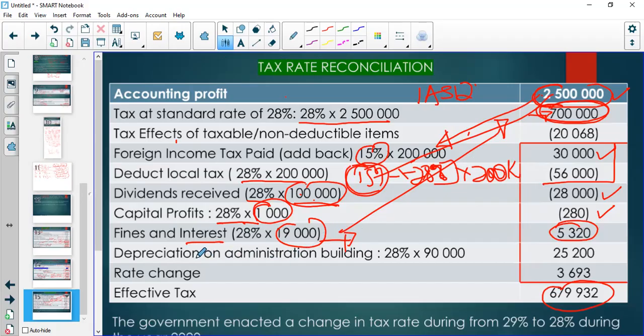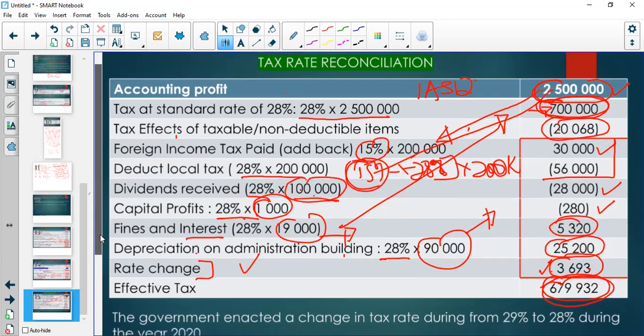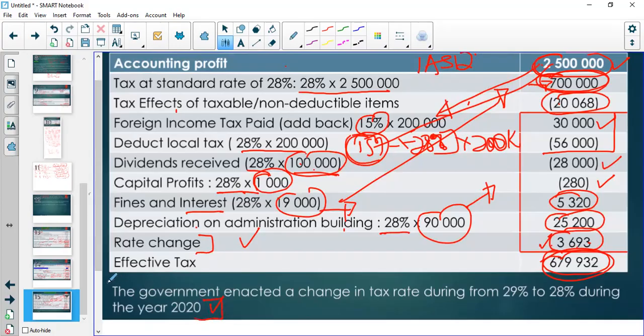There is then depreciation on the administration building. SARS also said don't deduct it, add it back. So that resulted in an increase in taxation of 25,200. And because there was a rate change, our tax position became more expensive by 3,693. In other words, we lost an asset by a value of 3,693 because we had a tax asset at a certain value, but now the value has been reduced. So a reduction in the value of an asset is an expense. Brilliant. So that's how we ended up paying 20,068 less, which is this amount. Then because there is a rate change, you also have to include this narrative to say there was a rate change from this amount to that amount.